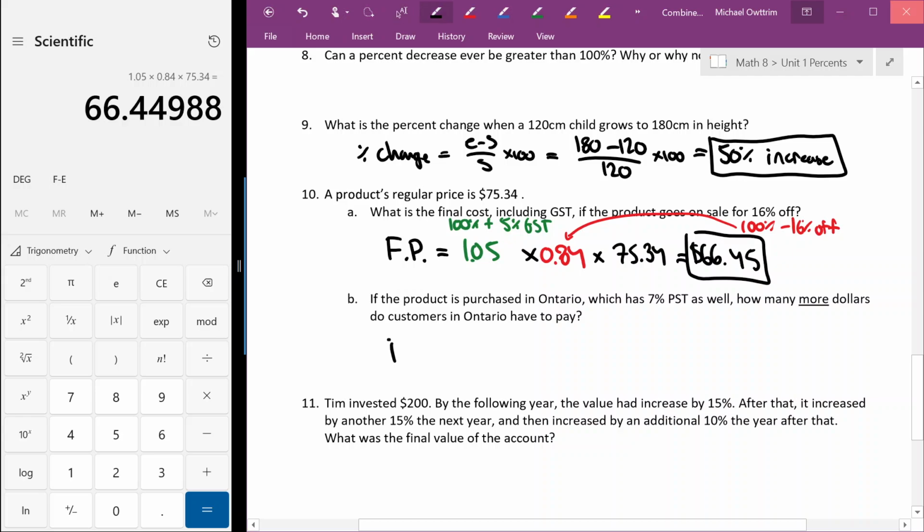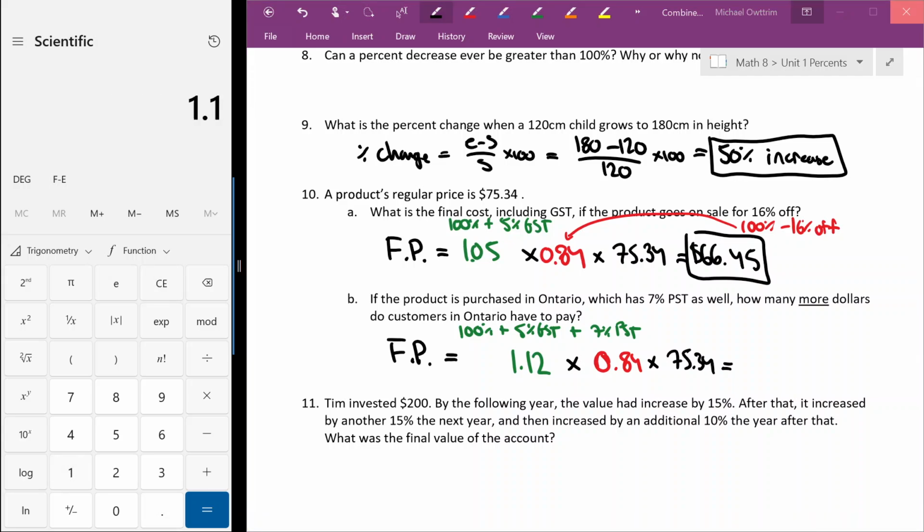So for them, their final price will be equal to their 100% of their purchase price plus their 5% GST, but also plus their 7% PST, because all of those are of the purchase price. So that'll be 112% or 1.12 as a decimal. Now their discount's the same, so they'll still have their 0.84, and their regular price is still the same. So we'll calculate what their final price is.